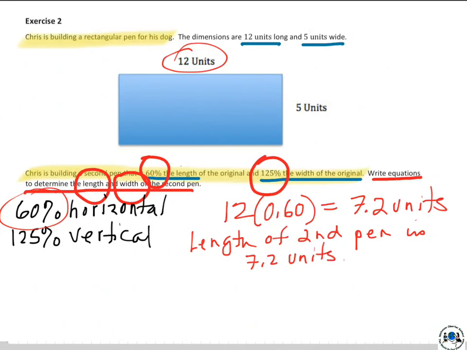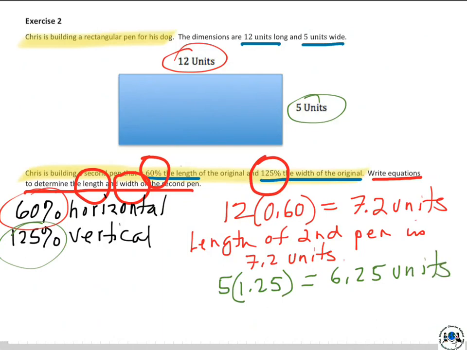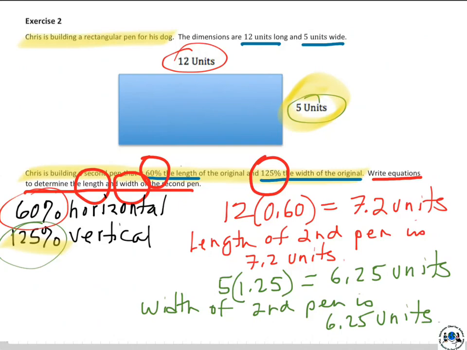So let's go ahead and look at it vertical. Well, it's not the height, but the width, I guess. Length and width, yeah, the vertical part is the width in a sense. And we have 5 times 1.25, and again, that's taking our original and multiplying it by the scale factor of 125%, and that equals 6.25 units. Therefore, the width of the second pen is 6.25 units. And that's it. No picture to draw, just that.